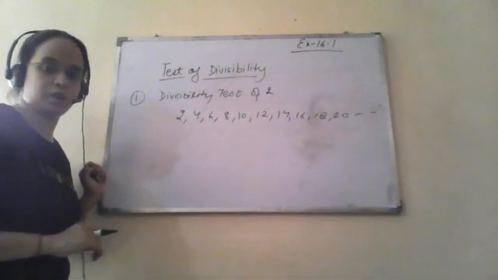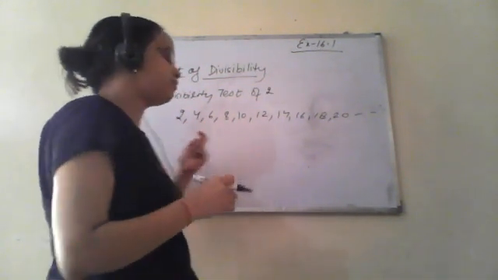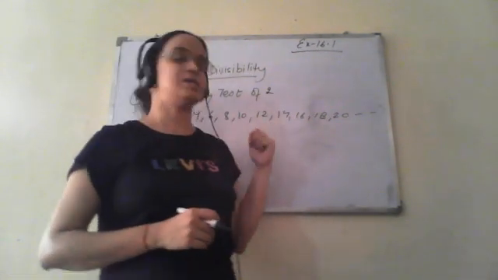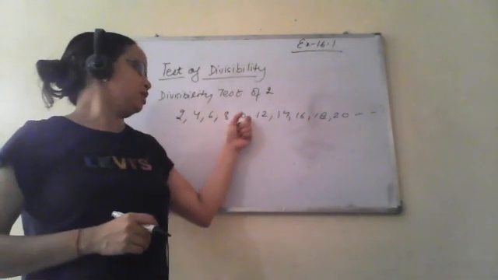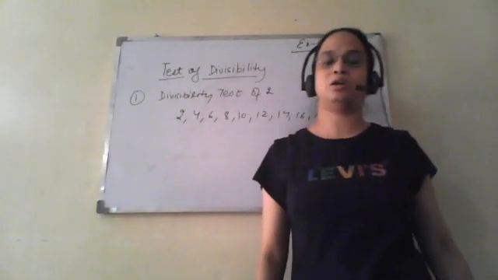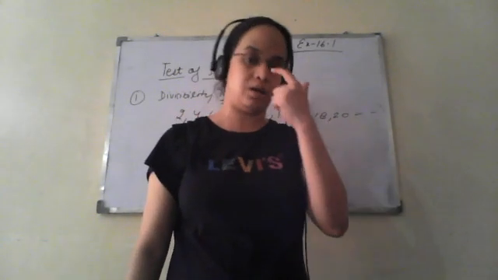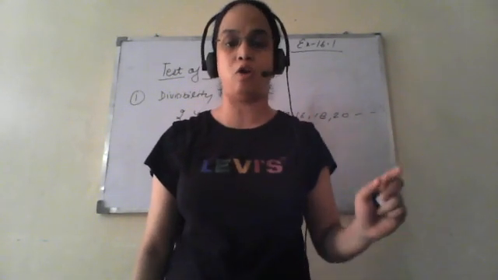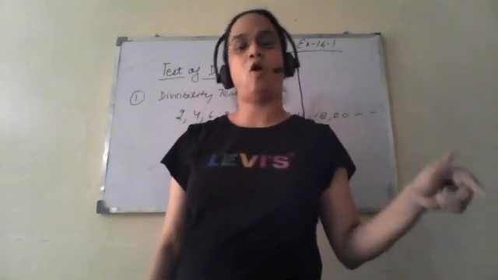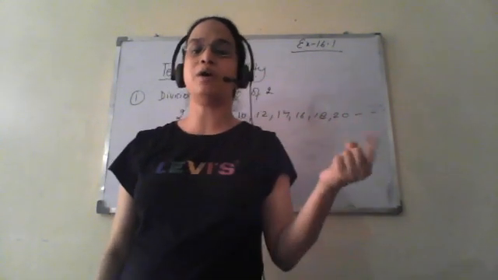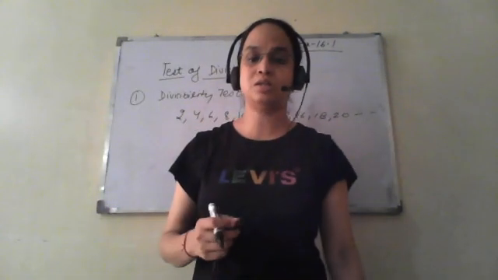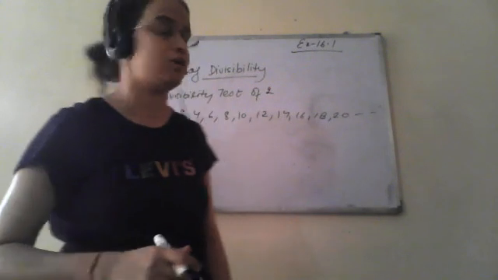So what are you observing? These are all even numbers. These 2, 4, 6, 8 are even numbers, and this one, 0. So the divisibility test of 2 says that, in order to find whether a given number is divisible by 2 or not, there should be an even number or 0 at the unit place. Then, without actual division, we can say whether this given number is divisible by 2 or not.